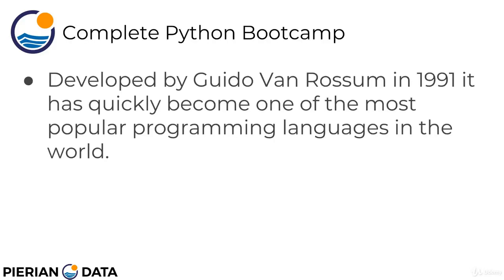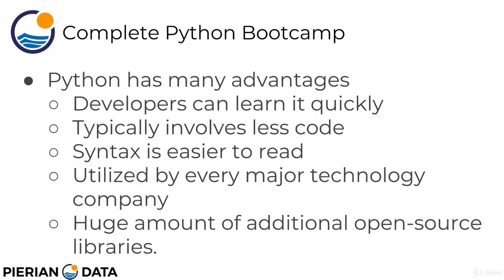Now, Python was developed in 1991 by Guido van Rossum, and it's quickly become one of the most popular programming languages in the world. And this is because it has many advantages. The main advantages that Python has is that developers can learn it quickly, and this is because it typically involves a lot less code than other languages, and the syntax is a lot easier to read.